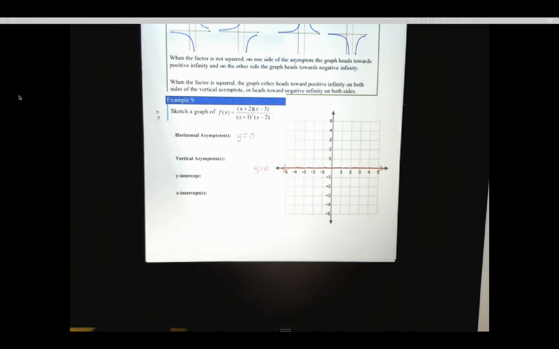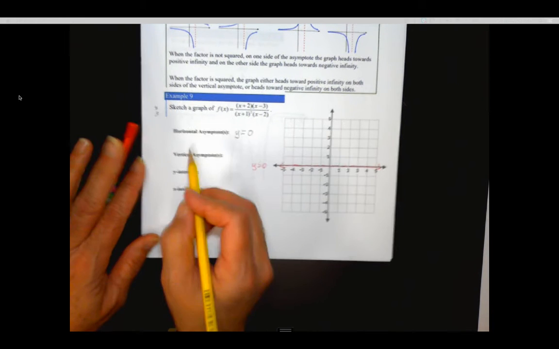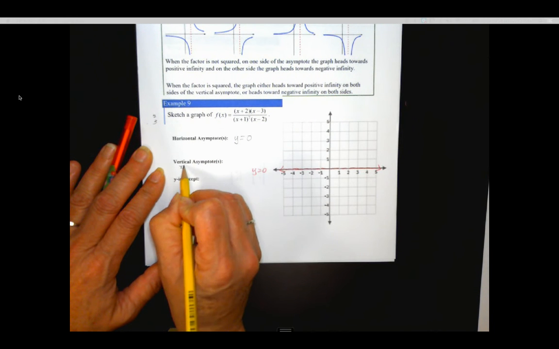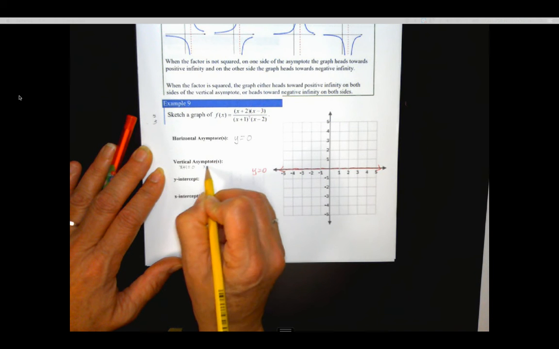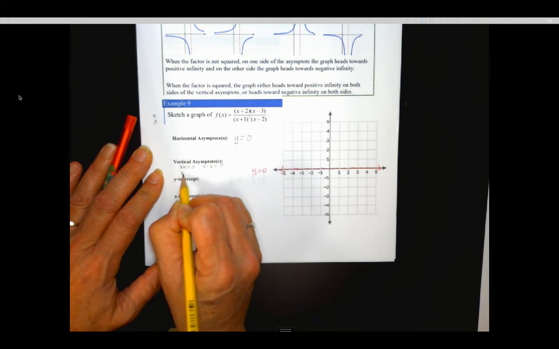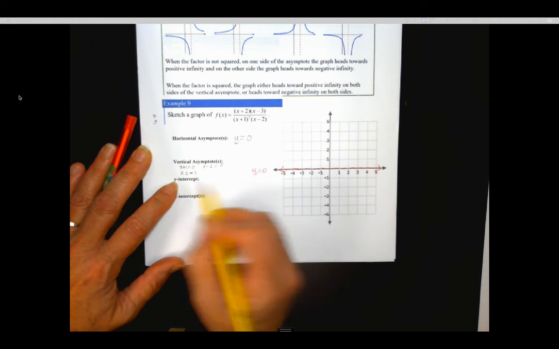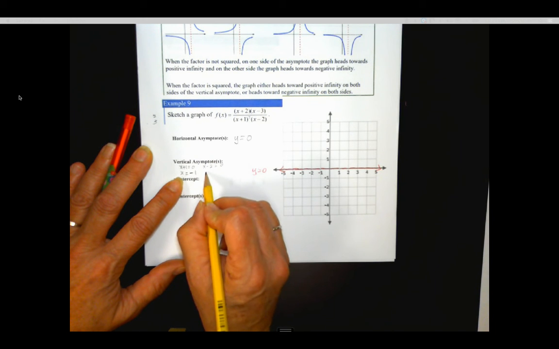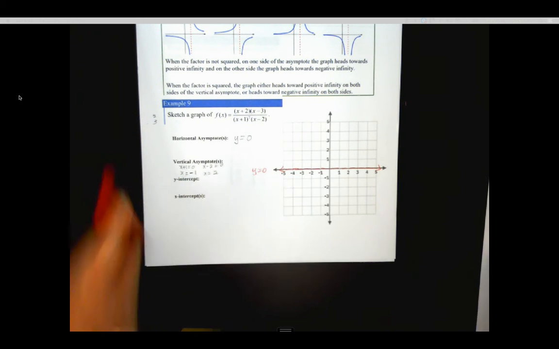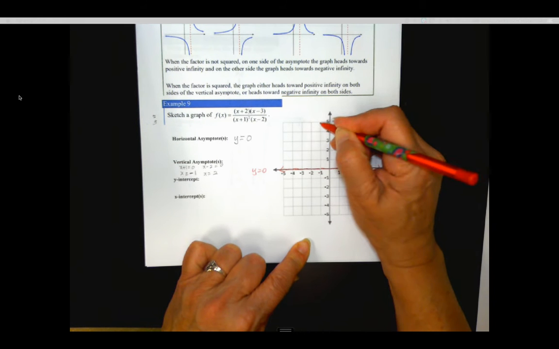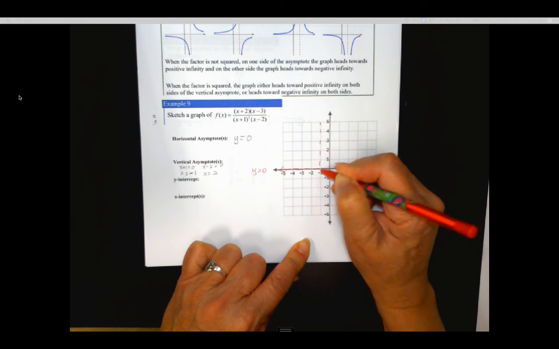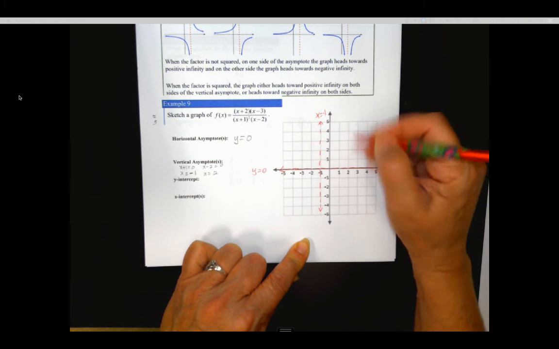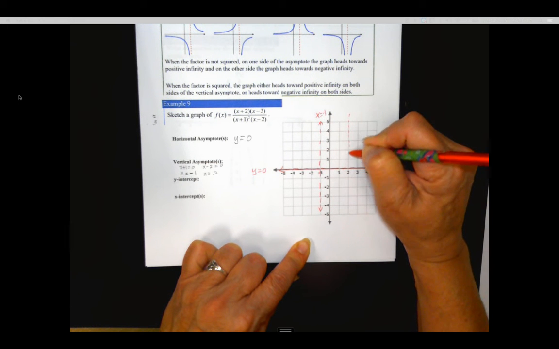Okay, next we'll find the vertical asymptotes. So remember, vertical asymptotes, that's where the polynomial in the denominator is equal to 0. So I would take x plus 1 equals 0 and x minus 2 equals 0. So I know that we cannot have a 0 in the denominator, so x cannot be negative 1 and x cannot be positive 2. So again, those are my vertical asymptotes. So at negative 1, I can draw in my vertical asymptote. This is x equals negative 1. And then at 2, I have another vertical asymptote.